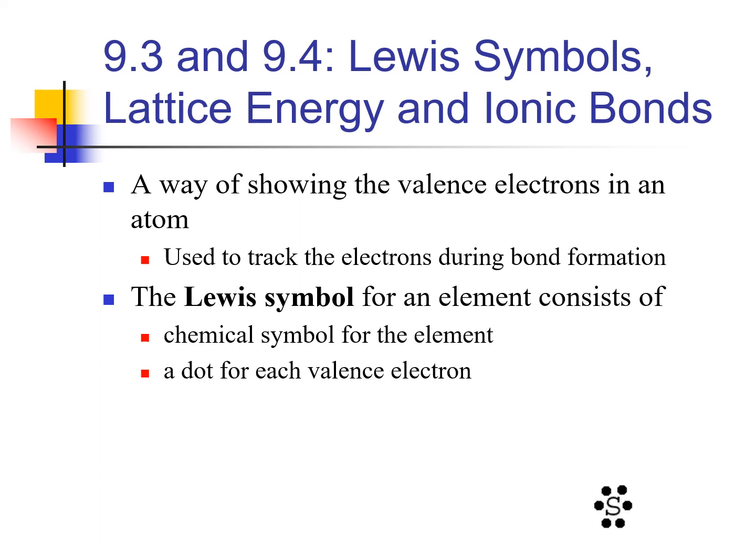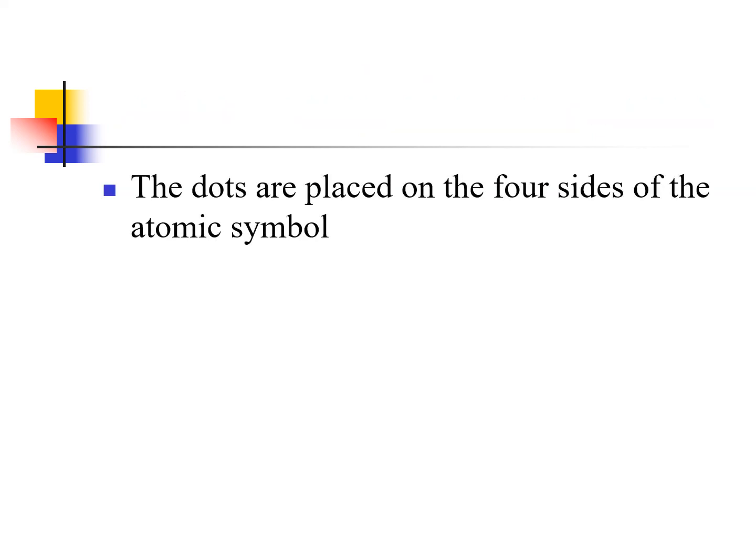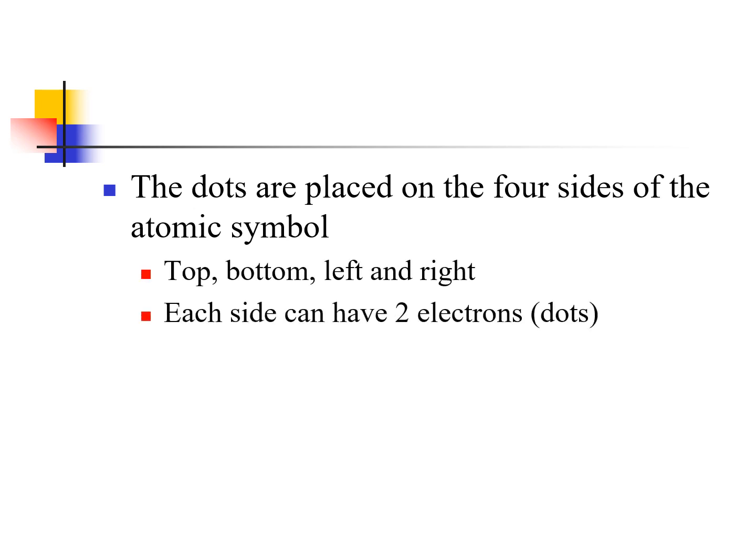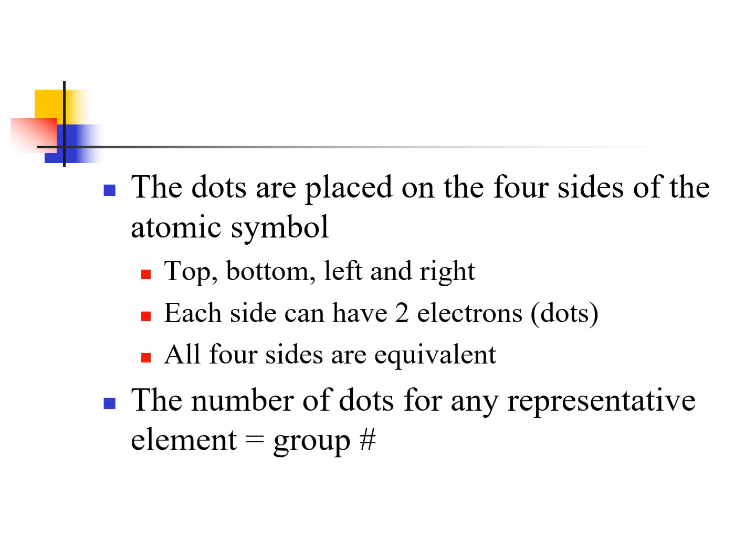So like this would be the Lewis structure for sulfur. Notice in this case, because sulfur only has 6 valence electrons, which is what we should expect, that it's 2 pairs of 2. And that's because we kind of use the 4 sides of the atom in general. And what we generally do is we kind of put one dot on each side before doubling them up. Now, which sides are doubled up doesn't matter. Again, the dots are placed on the 4 sides, top, bottom, left, and right. Each side can have 2 electrons. All 4 sides are equivalent, doesn't matter.